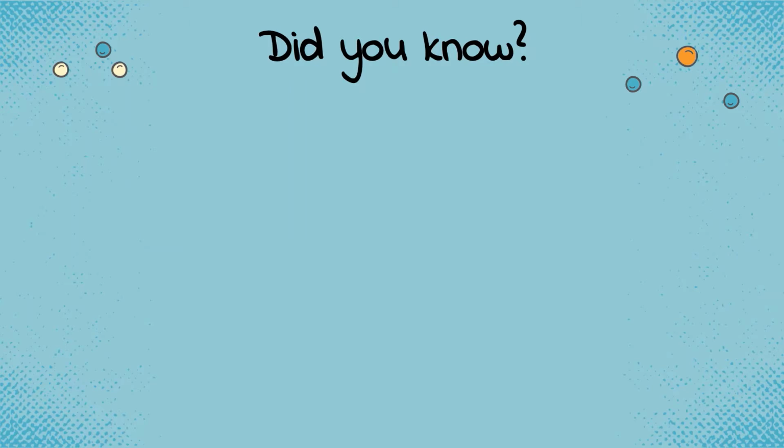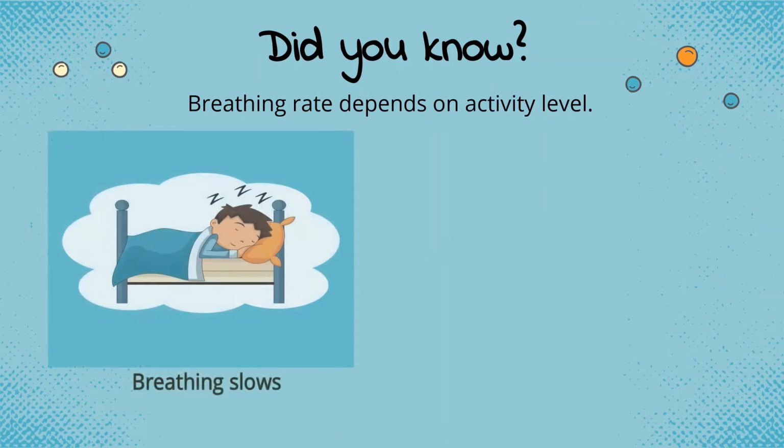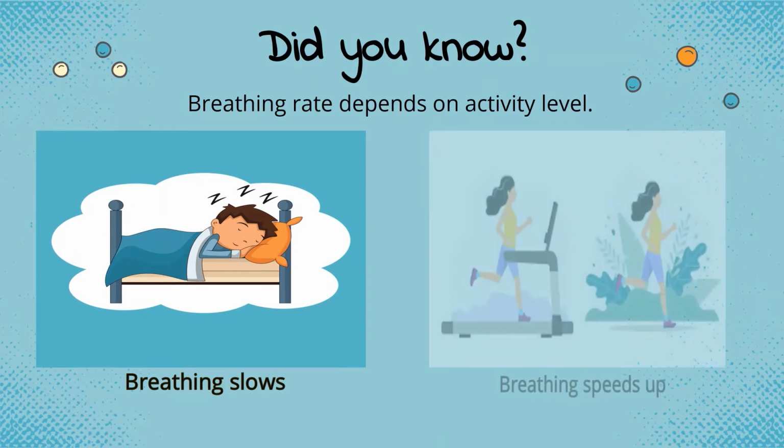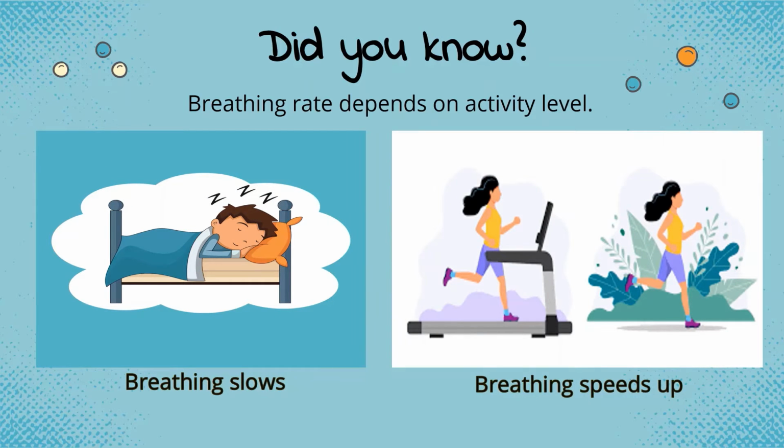Before we end the discussion about the respiratory system, let me give you some trivia. Did you know that breathing rate depends on activity level? When you sleep, breathing slows down, and when you exercise, breathing speeds up. How is this possible? It is because during strenuous exercise, much carbon dioxide is released. This increase of carbon dioxide in the blood causes the breathing center to send impulses to increase the breathing rate.